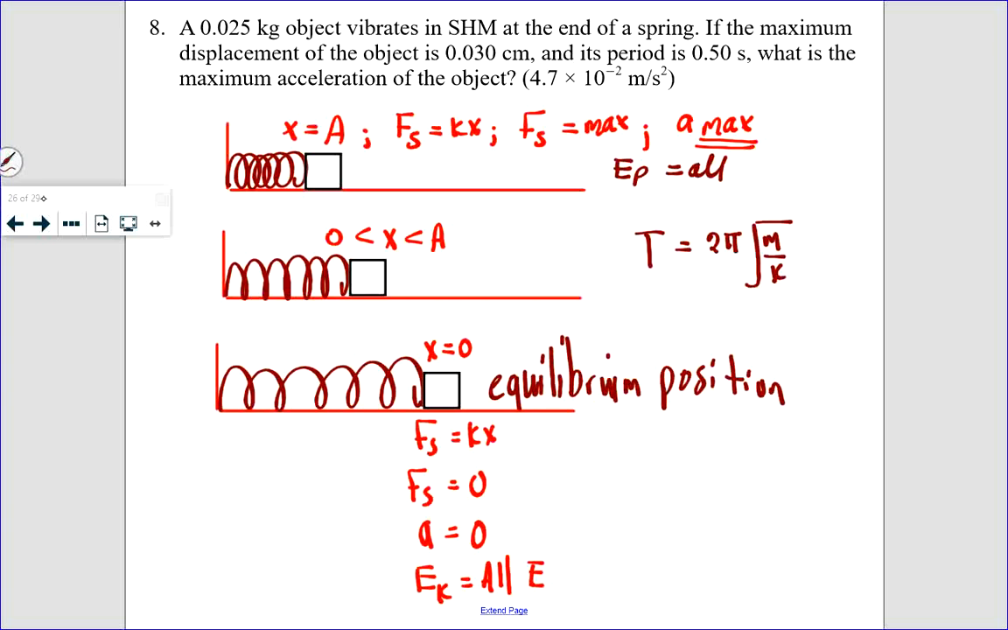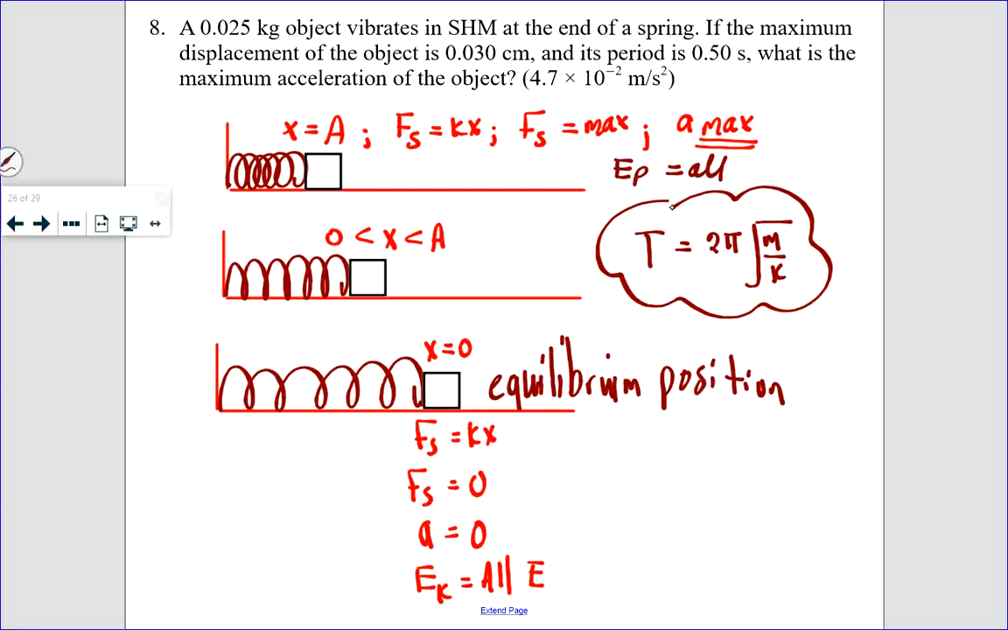So what we can do now here, Gabrielle, is use this formula to find the spring constant, which I will do with you in a minute. Once we know the spring constant, we can calculate the maximum force using Hooke's law. Once we know the maximum force, we can divide by the mass using Newton's second law.